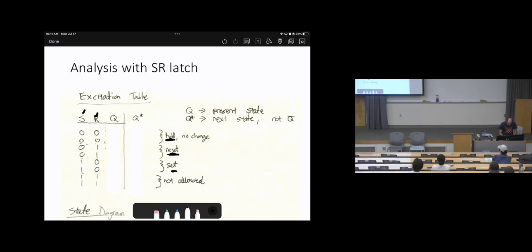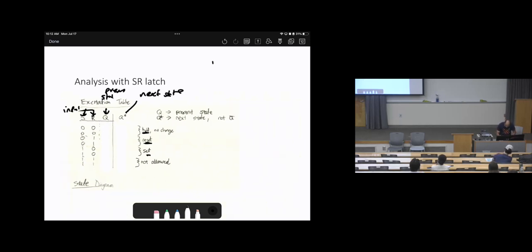We can associate the states with R and look at Q. Q is related to the states. S and R are inputs. This is the present state. This is the next state. So we realize that this is built on the excitation table, based on the generalized model.